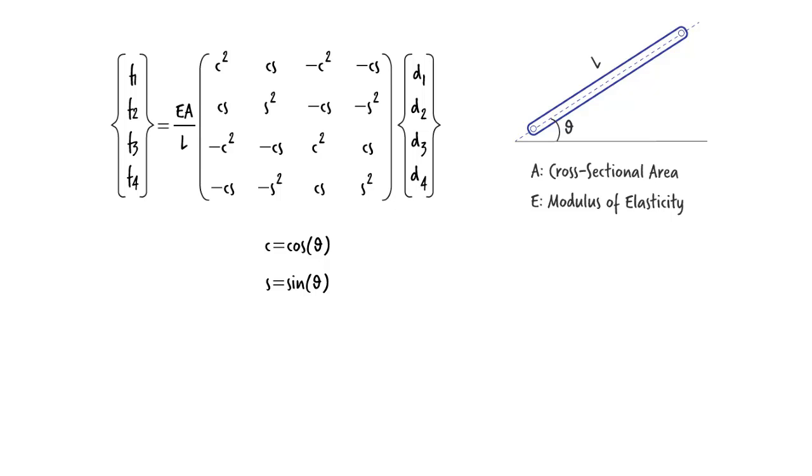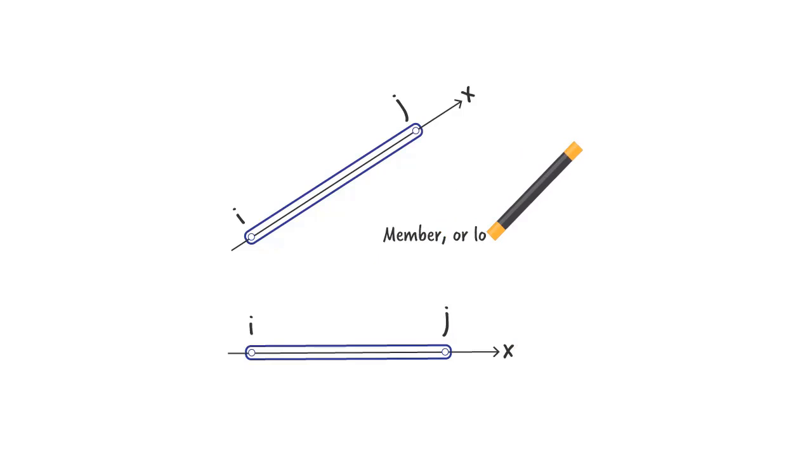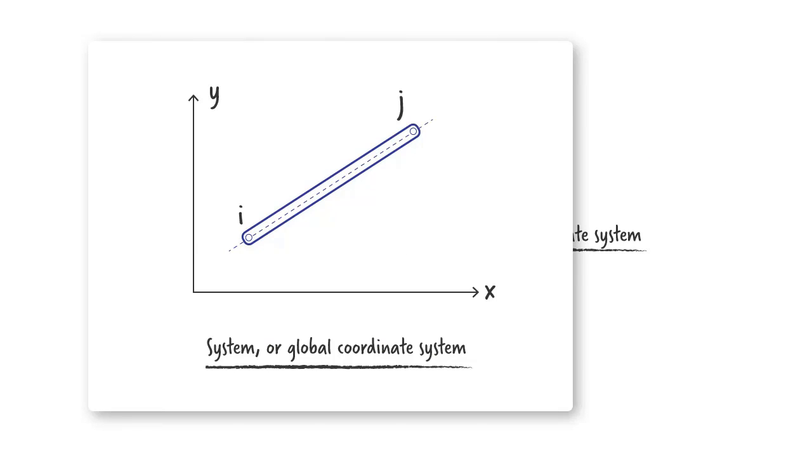To answer this question, let's start by changing the coordinate system. I am going to define a local x-axis along the length of the member, like this. For convenience, let me rotate the member clockwise so that the x-axis becomes horizontal. We refer to this as the member or local coordinate system, whereas this is called the system or global coordinate system.